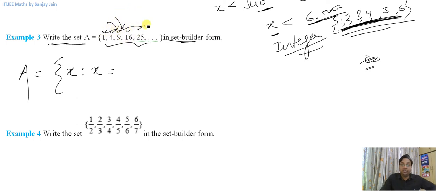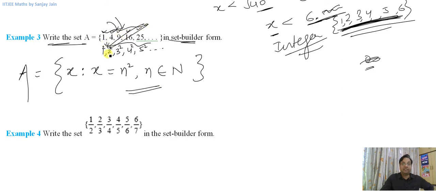If you look carefully at these values, these are just the squares of natural numbers: 1 squared, 2 squared, 3 squared, 4 squared, 5 squared and so on, right? So let me write it like this: x is equal to n squared, where n belongs to natural numbers. If I write this much, then I would have written this set in set builder form. Okay, so x is such that x is equal to n square, where n belongs to natural numbers.